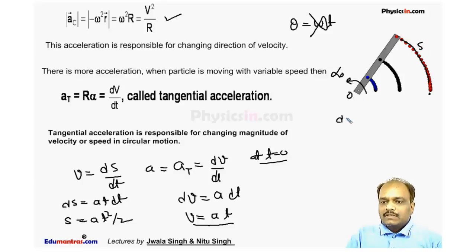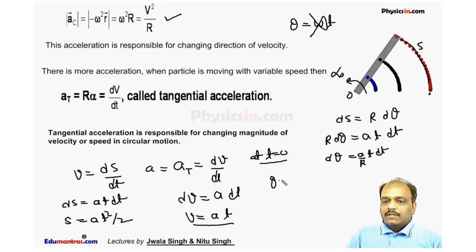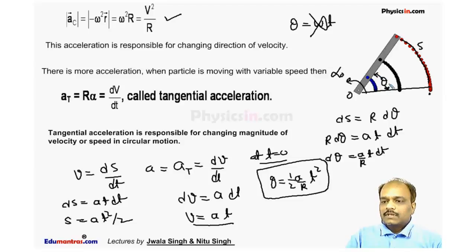Also ds is equal to r d theta. So r d theta can be written as ds, and we know ds is a into t into dt. So from here d theta is equal to a by r into t into dt. After integration we get theta equal to 1 by 2 a by r into t square. This is the angular displacement, this angle is theta as a function of time.